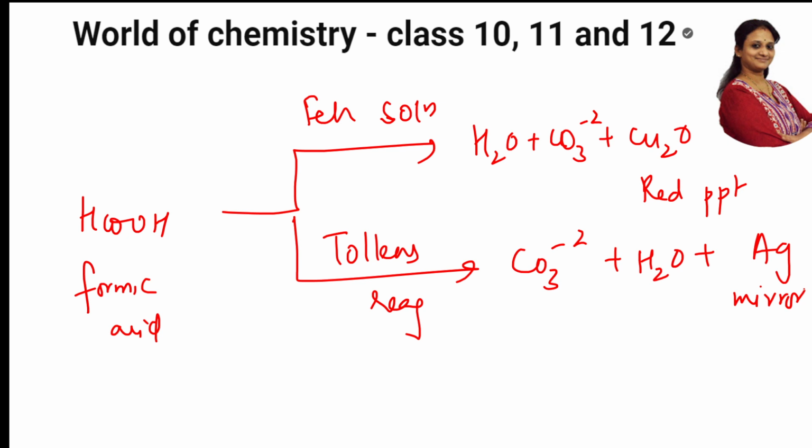So for Tollens' and formic acid, they may give you a paragraph-based question. They may mix that and give it in the form of a formula, like H2CO2 in this way. Don't get confused. Formic acid gives both the Fehling test and Tollens' test. Now we have covered, I think, all.